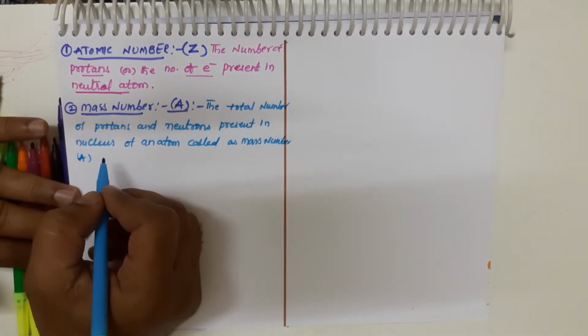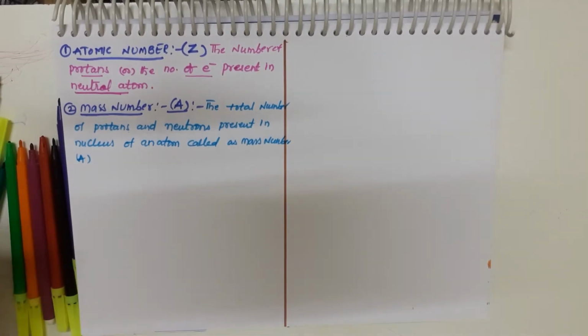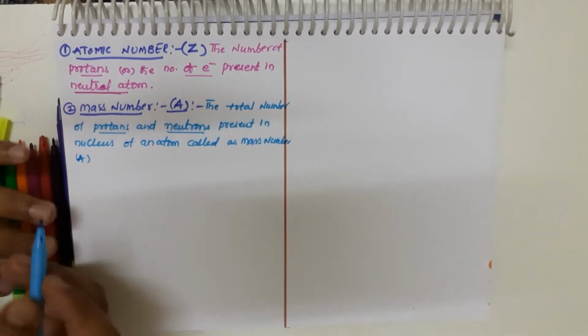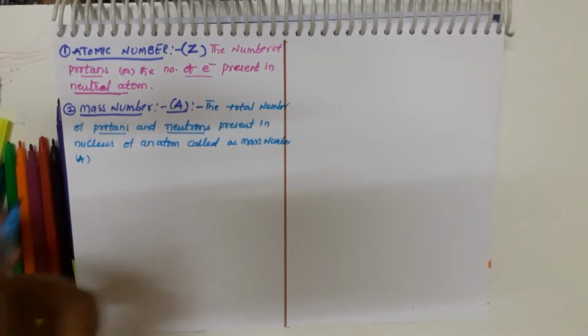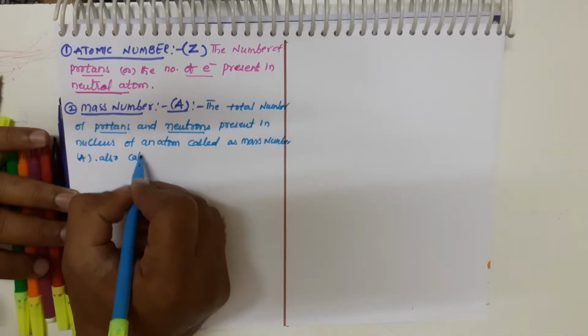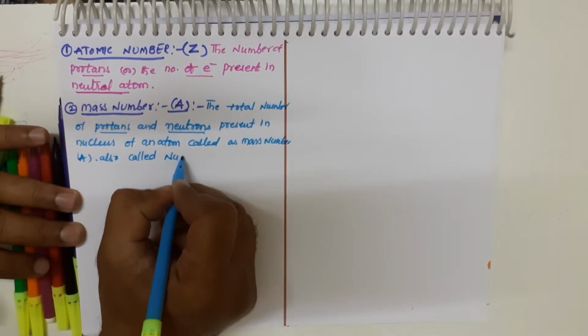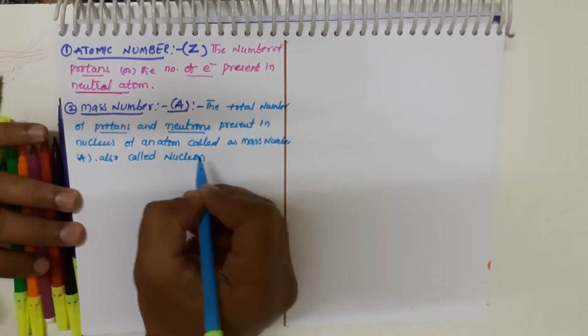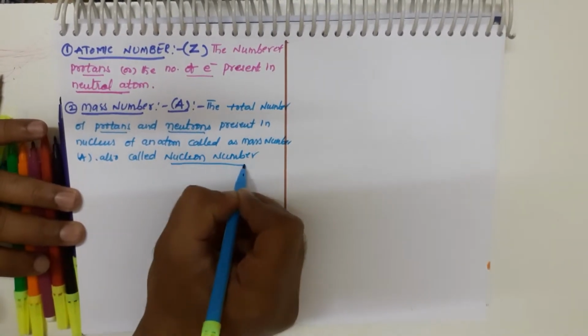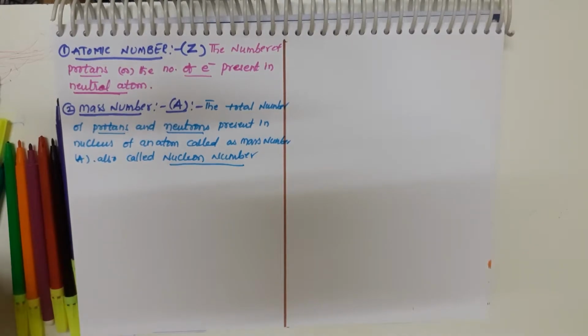Also called nucleon number. Nucleons means protons plus neutrons, combinedly known as nucleons. That's why it is also called nucleon number. Okay students, this is mass number, also called nuclear number. That is the total mass of protons plus neutrons.